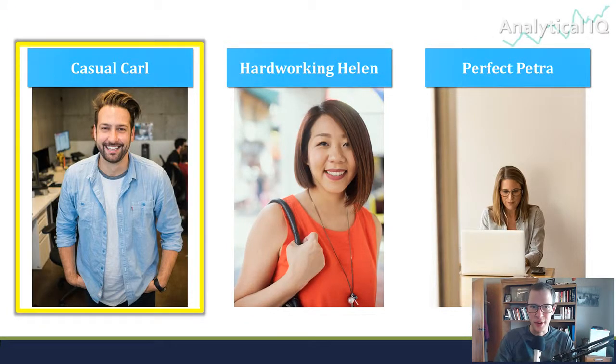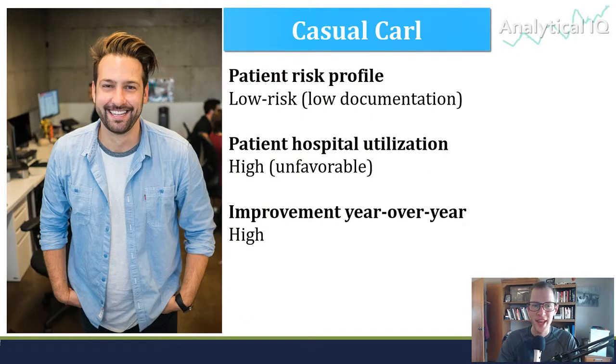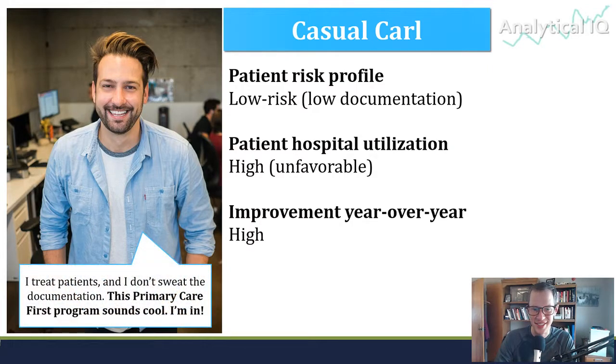Now let's meet Casual Carl. Casual Carl, he takes it easy. His patients might have some complications and comorbidities. Who's got time to document all that stuff? His patients might use the hospital a lot. Who would even know? And because the performance of these patients is relatively unfavorable, got a lot of potential for improvement. But you're going to see through the walkthrough, that's not going to help Casual Carl in his practice.